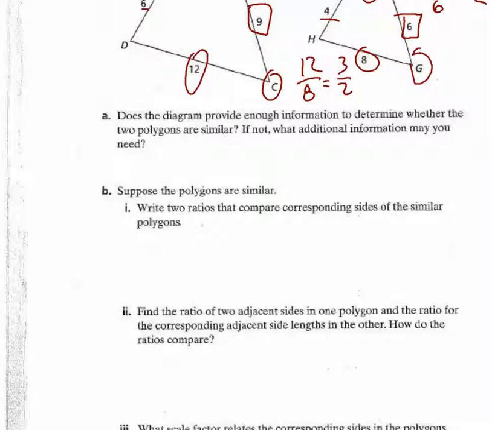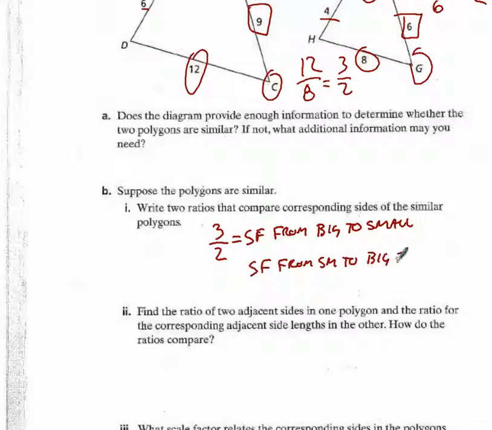Write two ratios that compare the corresponding side lengths. Okay, well, we did one of them. So this is the scale factor from big to small. So what's the scale factor the opposite way? Well, the scale factor from small to big is going to be the reciprocal, or 2/3.